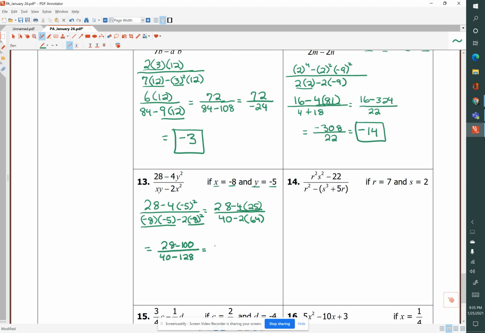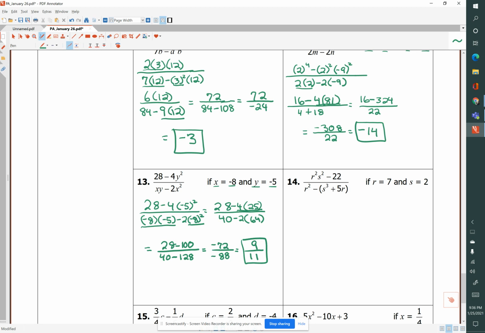28 minus 100 is -72. 40 minus 128 is -88. Then here, a negative times a negative will equal a positive. And both of these numbers are divisible by 8. 72 divided by 8 is 9. 88 divided by 8 is 11. And it's positive because a negative divided by a negative is a positive.